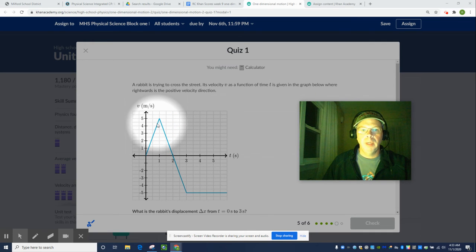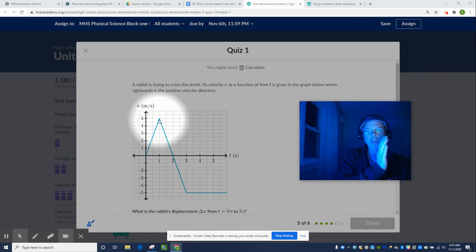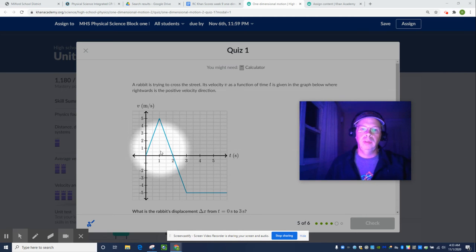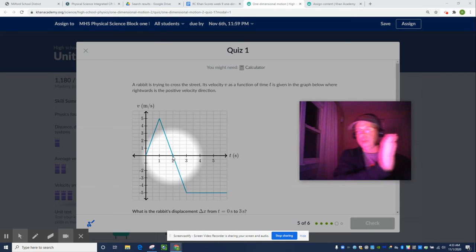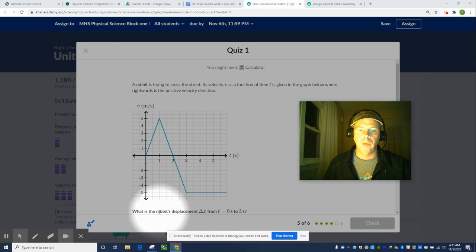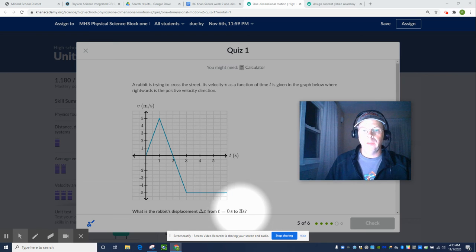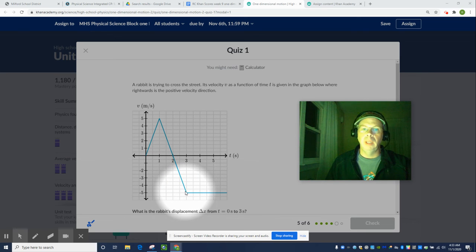It's accelerating. It's moving away from the origin, getting faster, faster, faster, and then it hits its top speed at 1 second. Still moving away from the origin, but then it decelerates down to 0 at 2 seconds. And then it reverses direction and accelerates towards the origin for the next second. So we're trying to figure out how far this rabbit goes in these 3 seconds while it's accelerating, decelerating, and then reversing direction and accelerating.